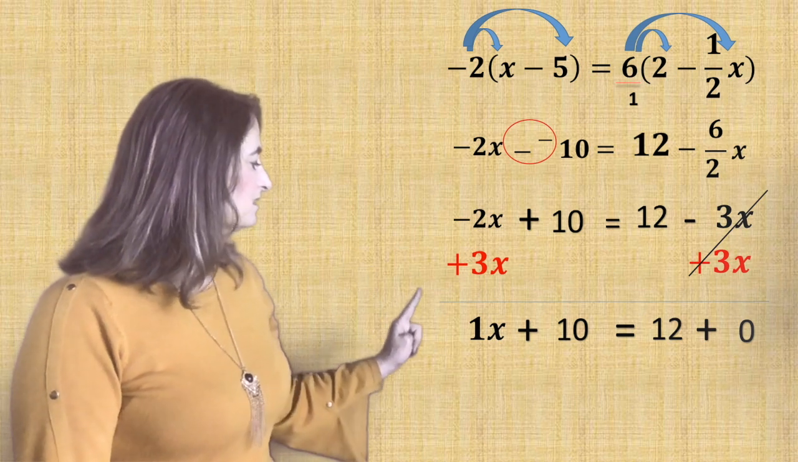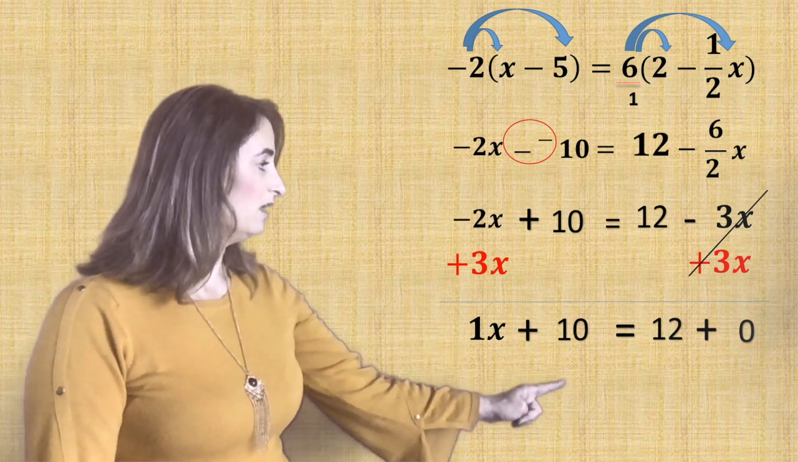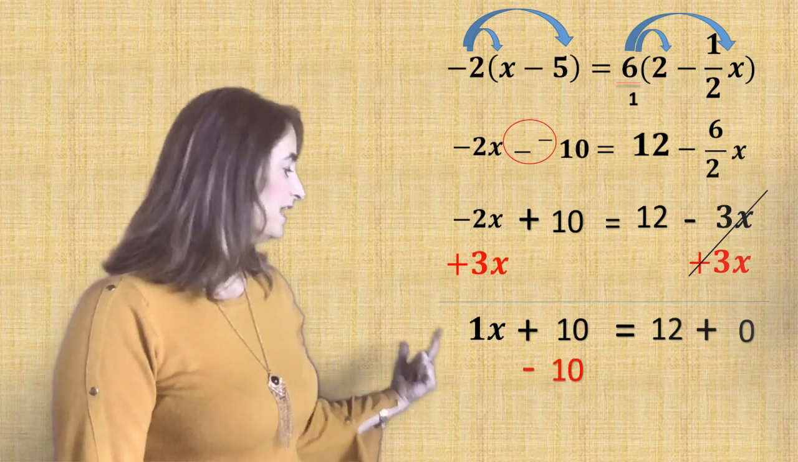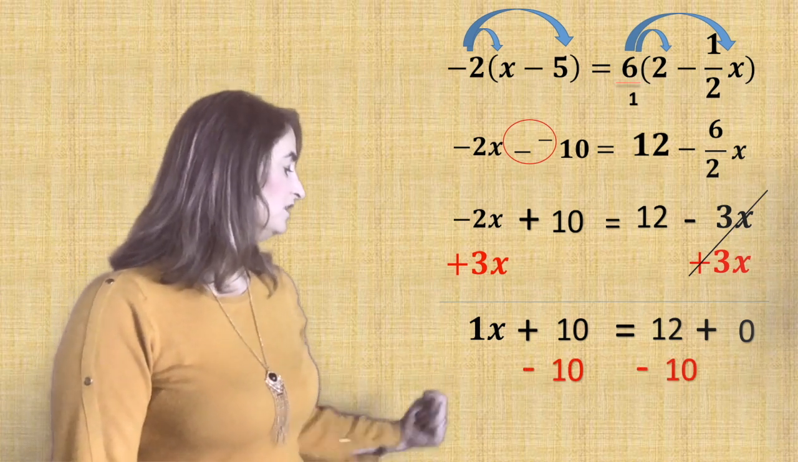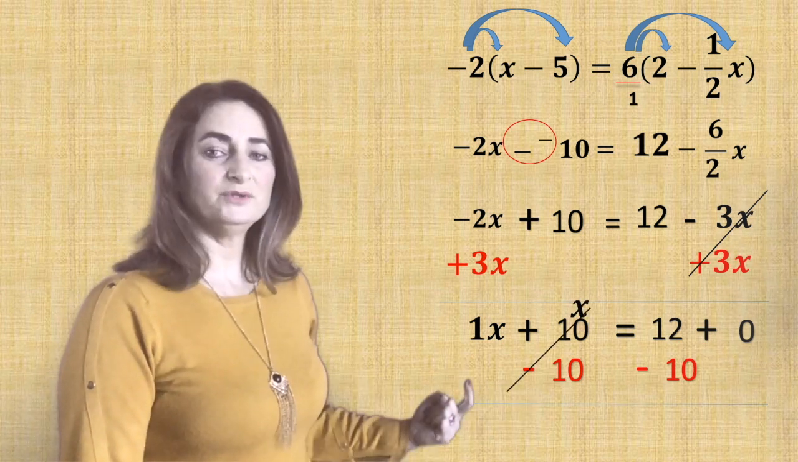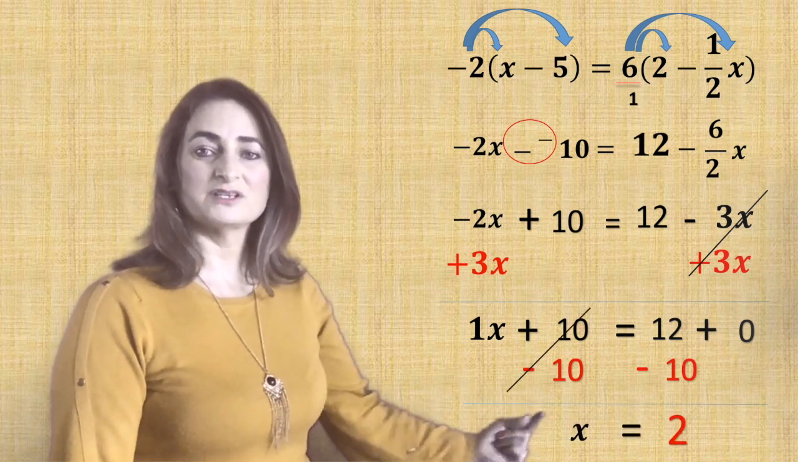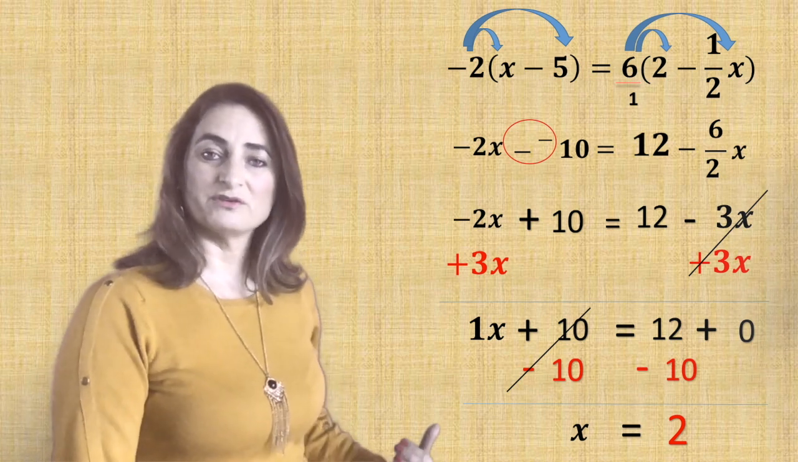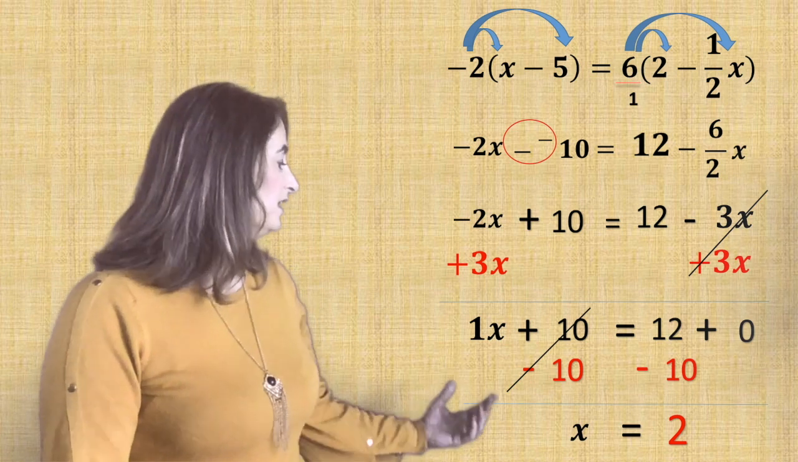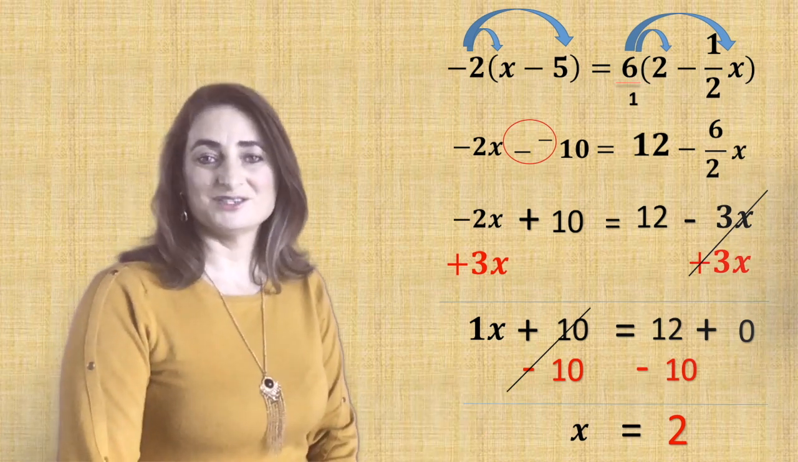So 1x plus 10 equals 12. Adding 10 is on the same side as the x. To undo addition, you use subtraction. Subtract 10 from both sides, and you end up with x equals 2. Since the coefficient is 1, dividing by 1 stays the same. So you're done, x equals 2. That's your solution.